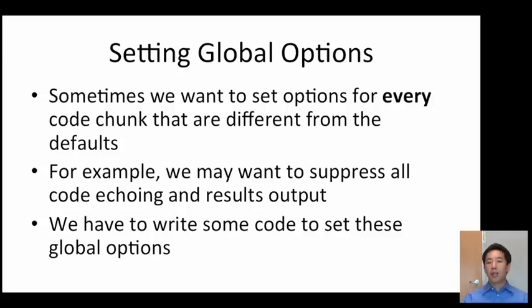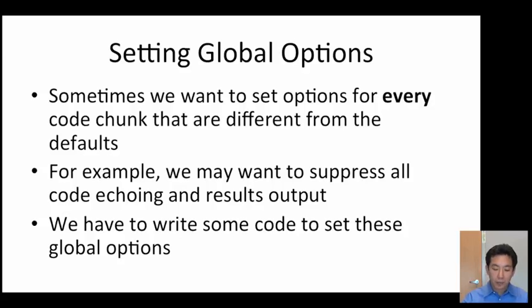So sometimes you want to set options for the entire document, so these are called global options. And you want these options to apply to every single code chunk. So maybe if you never want to echo the code, for example, you want every code chunk to say echo equals false. Well, it can be a bit of a pain to have this specified in every single code chunk, so you might want to set a global option for something like that.